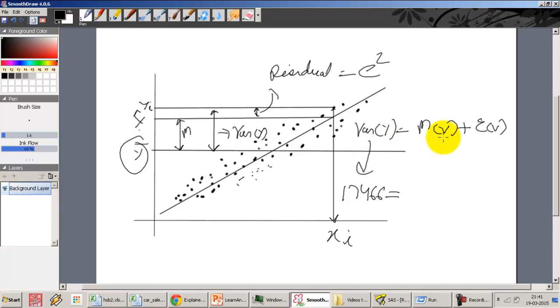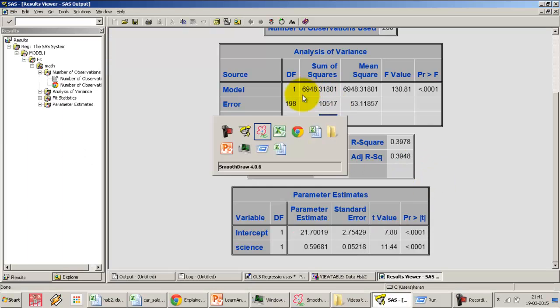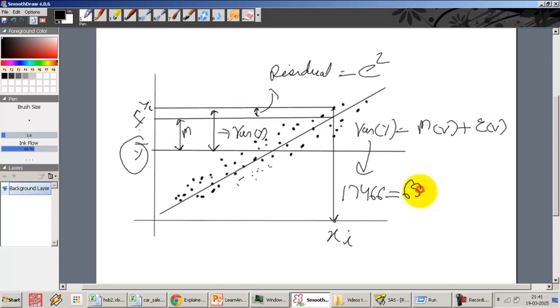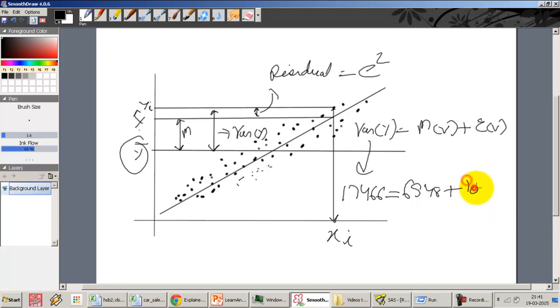The model variance is the variance between y bar and each of the predicted values as per the line. This is the variance which I am getting, which is 6948, plus the error, which is the unexplained term, 10517. If you add it up, it will come exactly the same.